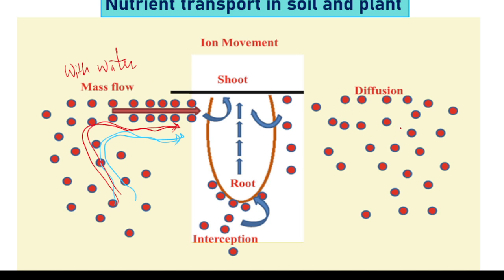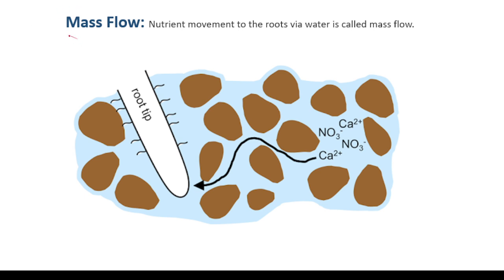Then diffusion means it is through the water. In this case the water may go in this direction, there is no problem, but the nutrient can go through the water. Diffusion is through the water, and in root interception there must be direct contact. Clear? Three processes are there. We will discuss one by one. First is the mass flow.